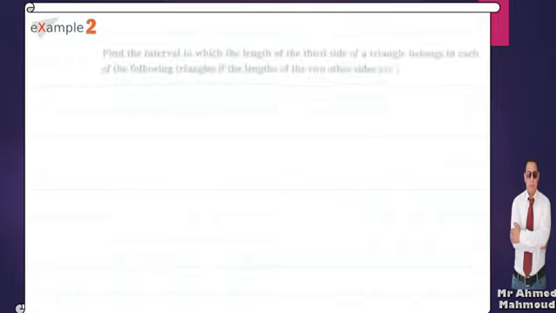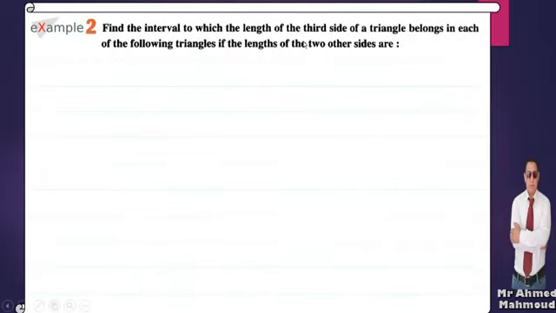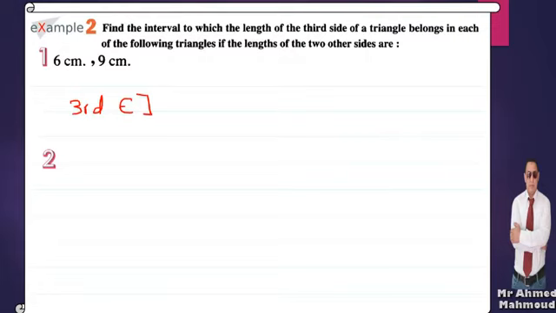In the next example, find the interval to which the length of the third side of a triangle belongs in each of the following triangles if the lengths of the two other sides are. Number one, here we have 6 and 9. Okay, the third side here belongs to the open interval from the difference to the sum. The difference here, 9 minus 6 equals 3, and 9 plus 6 equals 15. So the third side lies between 3 and 15.